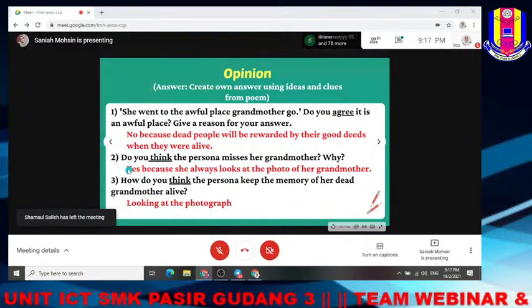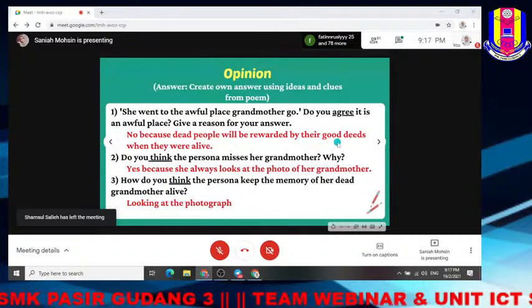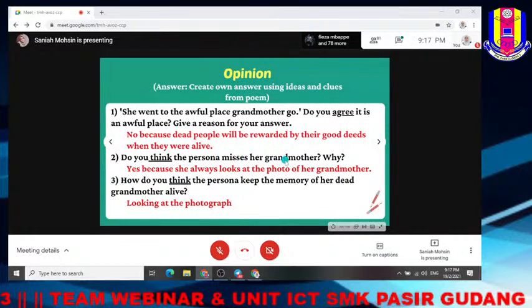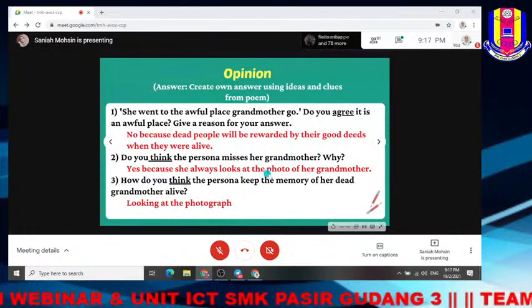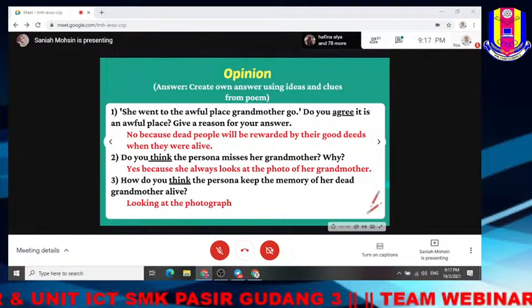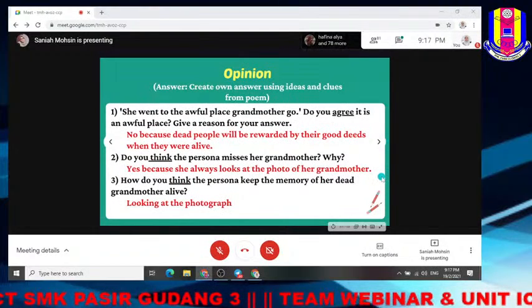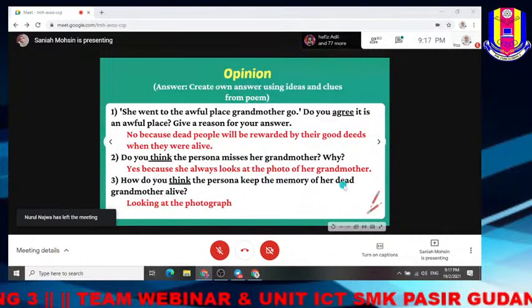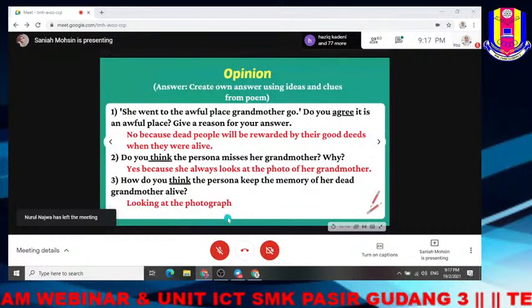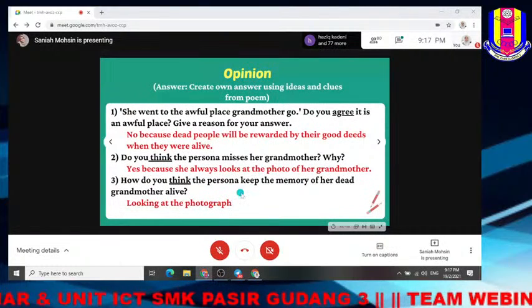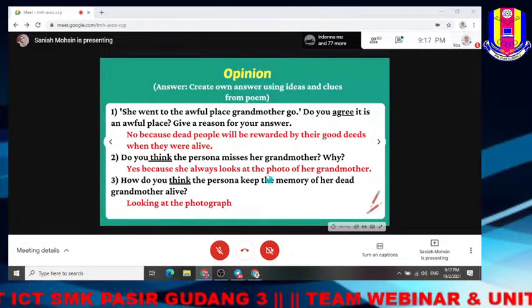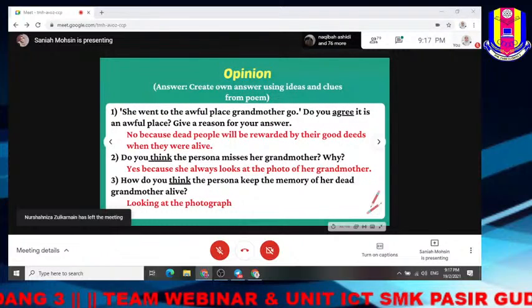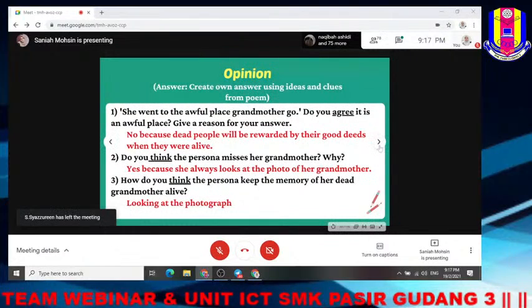Okay, for example, you can say no because that people will be rewarded by their good deeds when they were alive. Okay, do you think the persona misses her grandmother? Okay, yes, because she always looks at the photo of her grandmother. Okay, usually bila kita rindu seorang, we always keep their pictures. Okay, and how do you think the persona keep the memory of her dead grandmother alive? Okay, looking up the photograph. Ini contoh jawapan. Okay, but then all of you have your own answers. So as long as it answers the question, answers the keyword of the question, then you get mark for that.